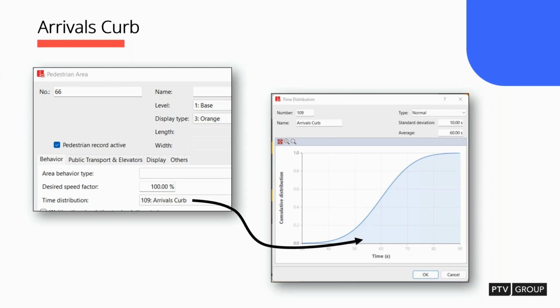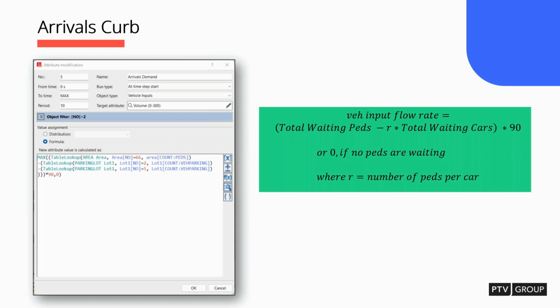We could make it a little bit more complicated where they wait for an entire car to show up, or you can make it so they just stand there for an arbitrary amount of time. For private transportation, I go for the arbitrary amount of time. And then we use a formula-based route that just basically says the vehicle input for the private transportation is equal to the total number of waiting peds minus the total number of currently waiting cars.